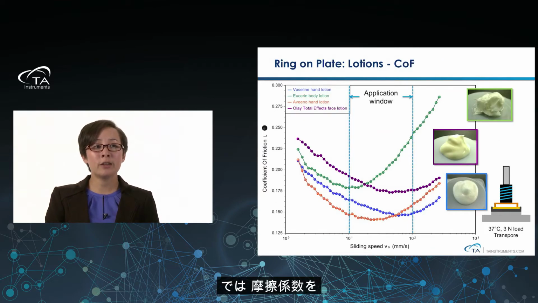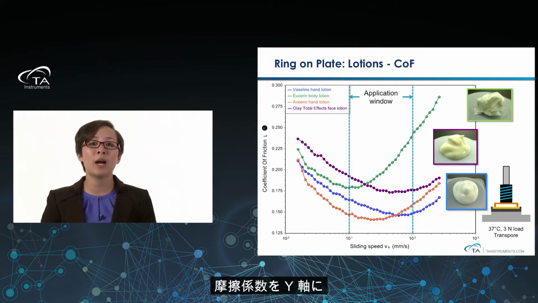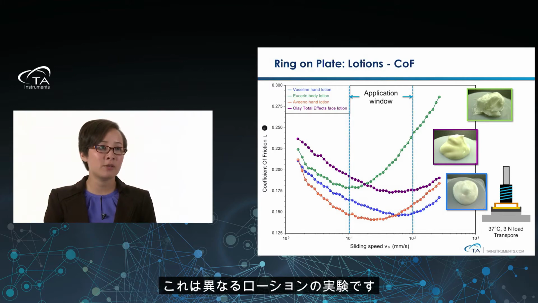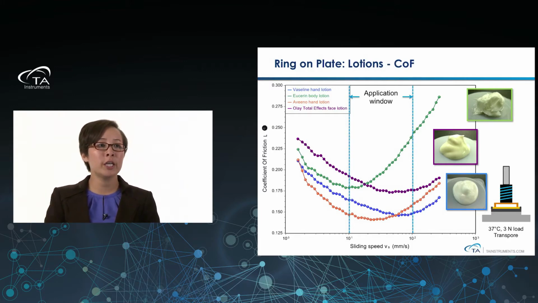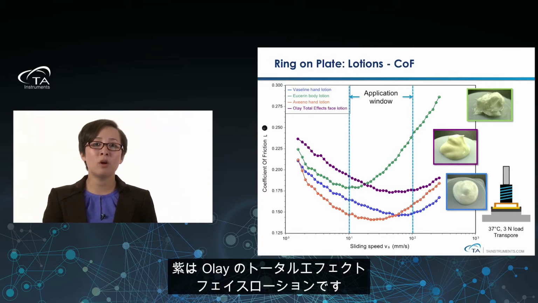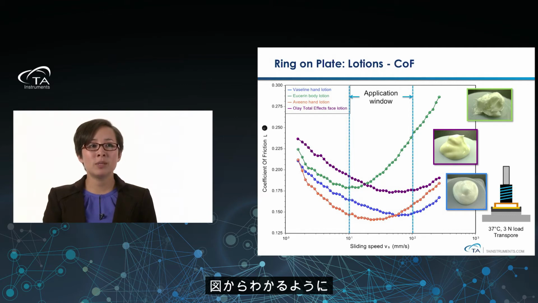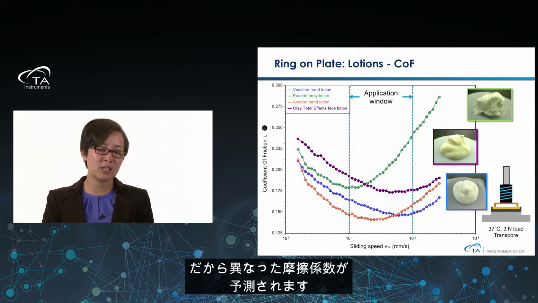Now if we look at the coefficient of friction as a function of sliding speed, with coefficient of friction on the y-axis and the sliding speed on the x-axis, this is studying different types of lotions. In green, we have the Eucerin body lotion. In purple, we have the Olay Total Effects face lotion. The Aveeno is in orange, and the Vaseline is in blue. As you can see from the pictures themselves, they're actually quite different types of lotion, so we would expect different coefficient of friction behavior.